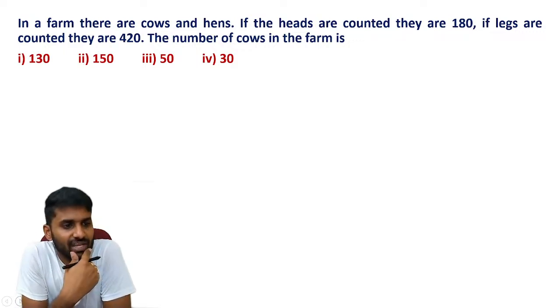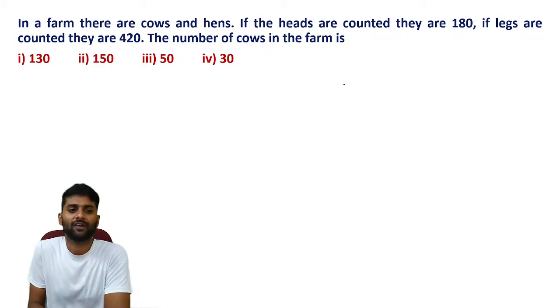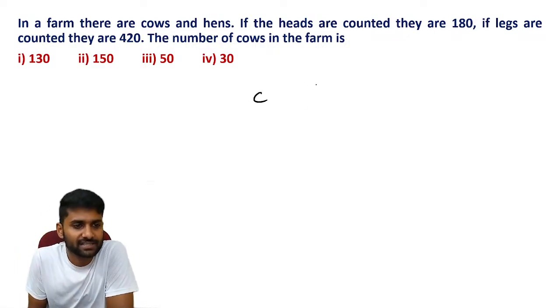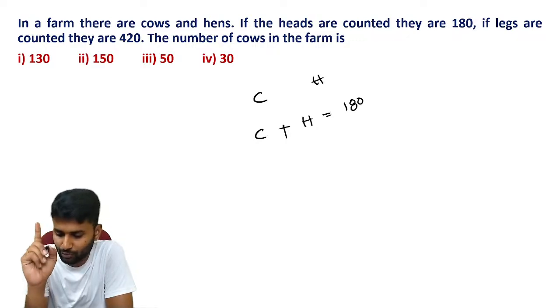Now see this question. In a farm there are cows and hens. If heads are counted there are 180. If legs are counted there are 420. The number of cows in the farm? Let us take cows as C and hens as H. If heads are counted, C plus H is equal to 180. Cow and hen have only one head each.